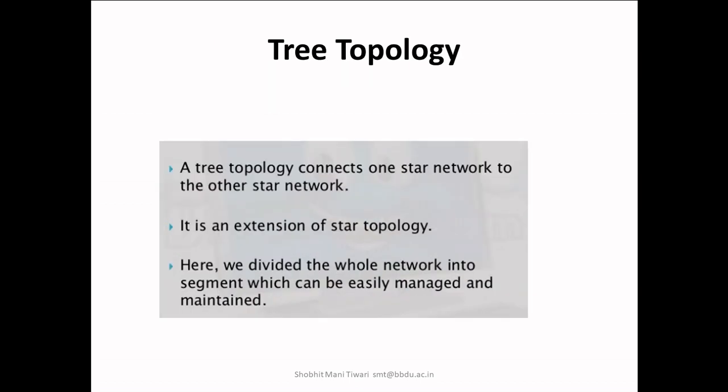Now, tree topology. Tree topology connects one star network to another star network or some other networks to some other network, but they should form a star network. Generally, we talk about star network forming a tree topology. However, many other networks can connect in a manner so that they can form a tree topology. It is an extension of star topology. As I told you, generally we talk about star topology, hence we generally say that it is an extension of star topology. Here we divide the whole network into segments which can be easily managed and maintained.